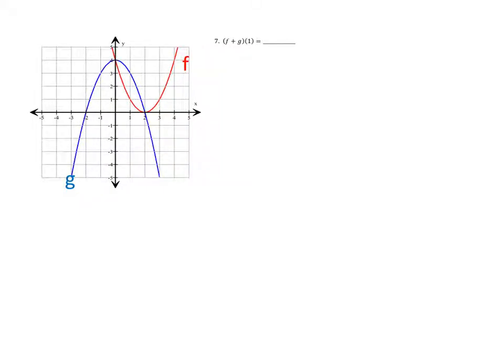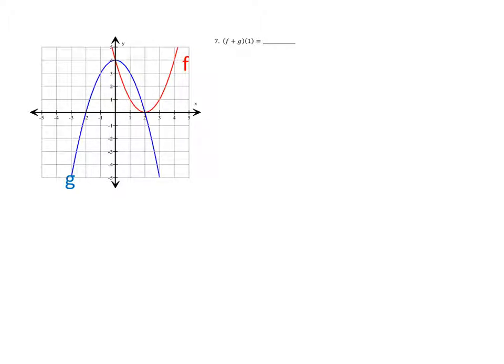Okay, so now we are looking at an example where we're adding two functions and we're letting one be the value of x that we want to use. But the only definition of the functions is by a graph. So if you look at this graph, you can see that f is represented by the red graph and g is represented by the blue graph. We're going to use these to help us find our answer.